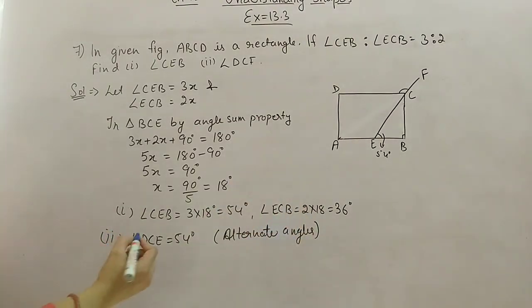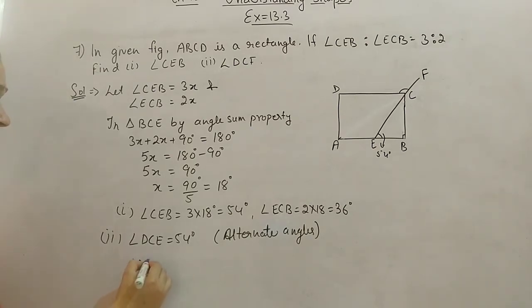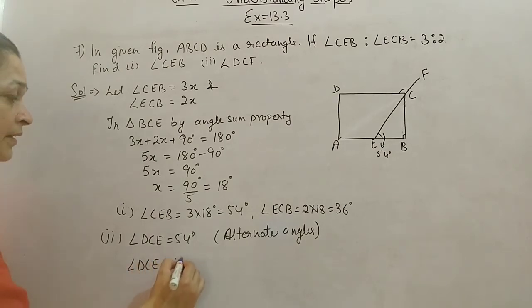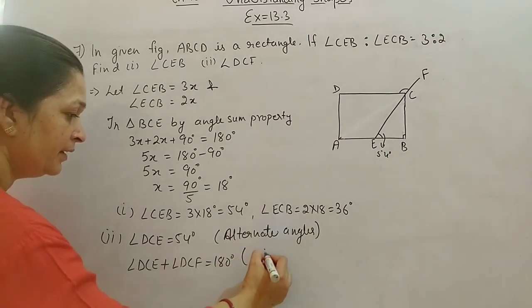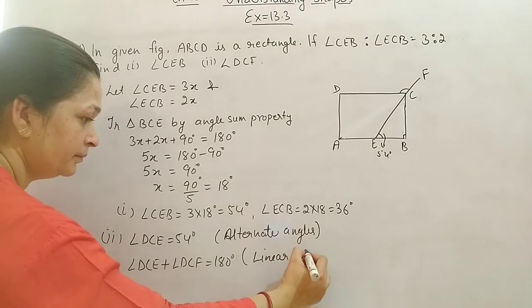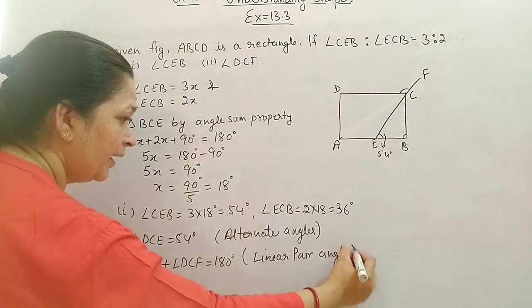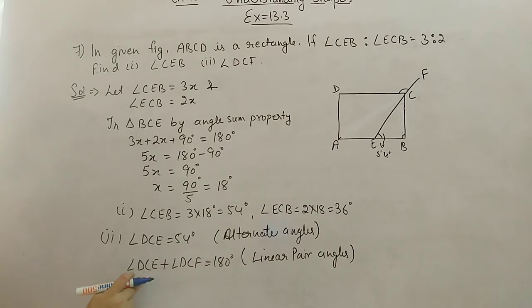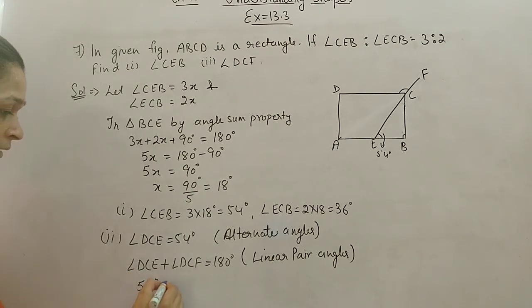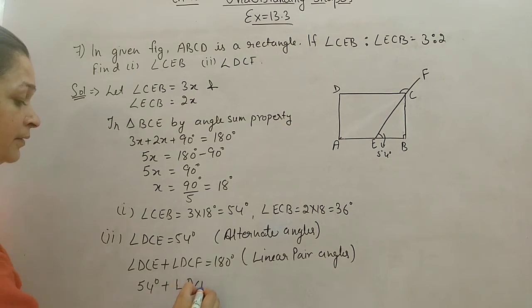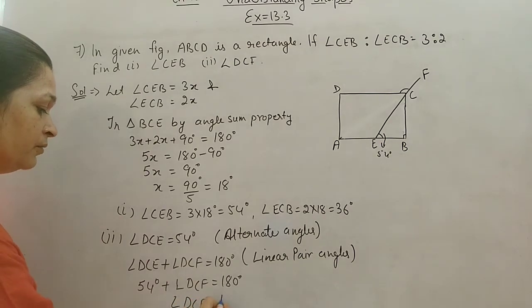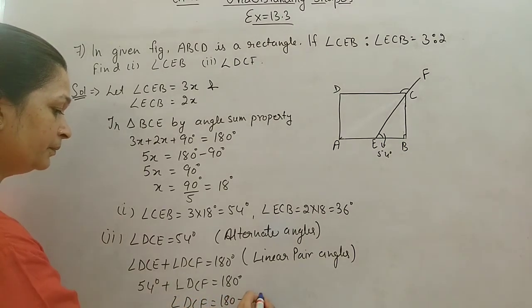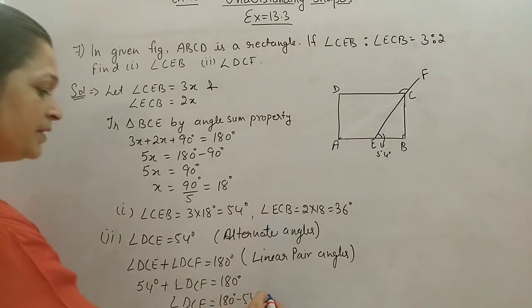Next, this EF is a straight line, so we can write angle DCE plus angle DCF will be 180 degrees. Straight line, or we can write linear pair angles. These two angles are on a straight line. So this angle we have already calculated as 54 degrees. This we have to calculate. This is equal to 180 degrees. So angle DCF is equal to 180 minus 54, is equal to 126 degrees.